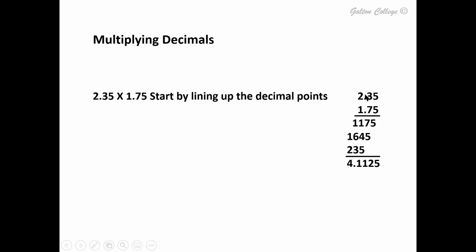Come down here right behind the 5 and count over 4. 1, 2, 3, 4. Put the decimal point there, and you've got the right answer. So multiplying 2.35 by 1.75 is 4.1125. Come the other way. You must try to remember these tricks and techniques. This is how we do it.